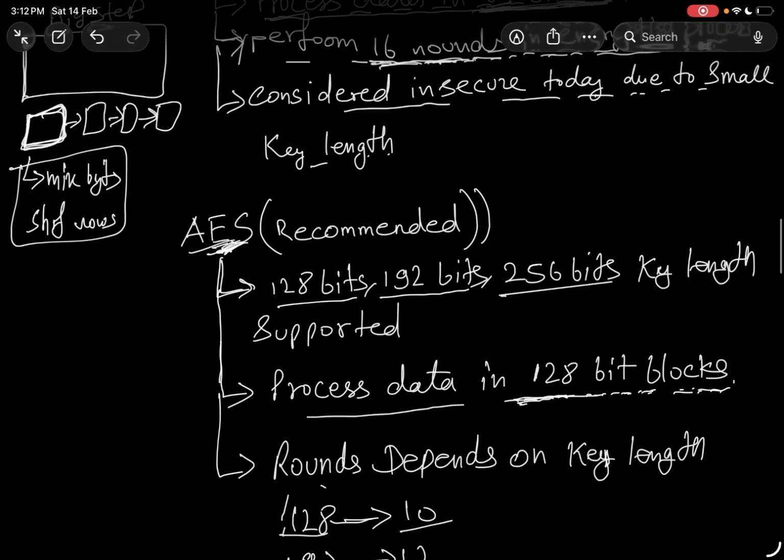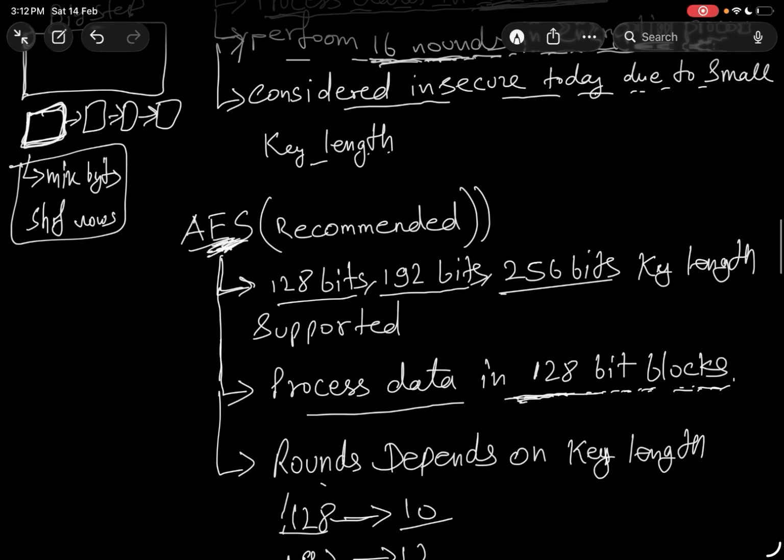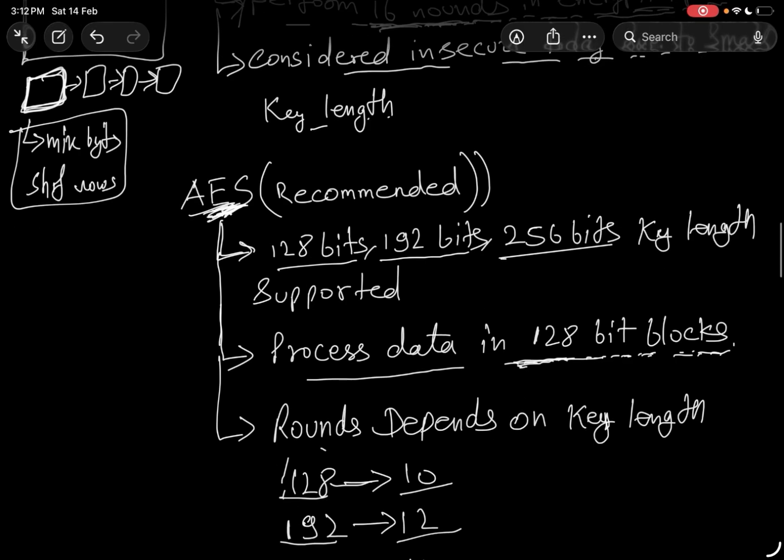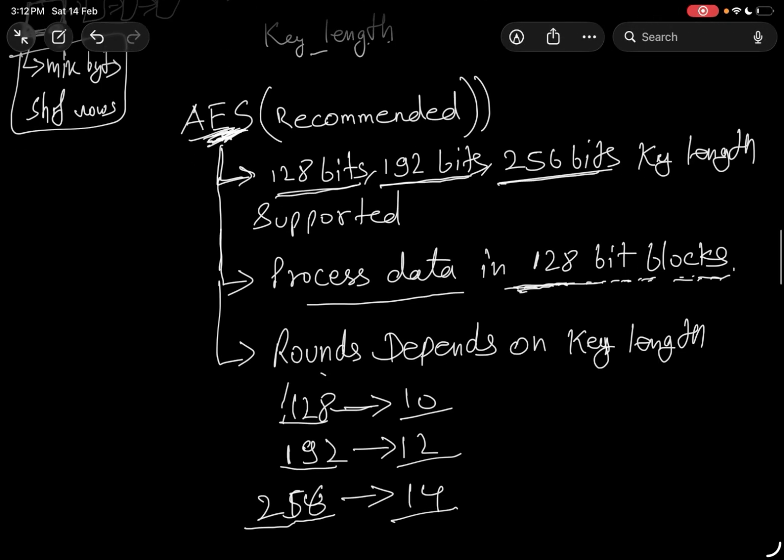Okay, now let's see what is AES, Advanced Encryption Standard. So it is recommended. Here we have a key length of 128. We can also use 192 bits. We can also use 256 key length. It's supported here. It processes data in 128-bit blocks. Again, the processing block size is higher as compared to DES.